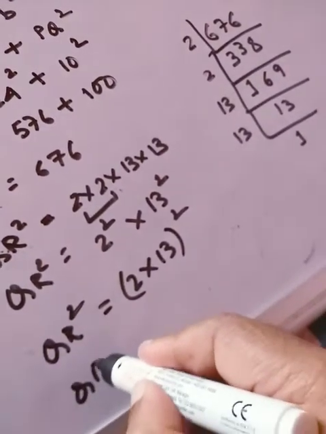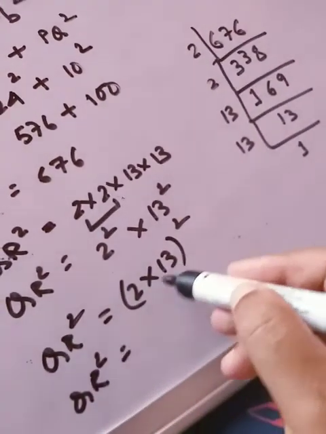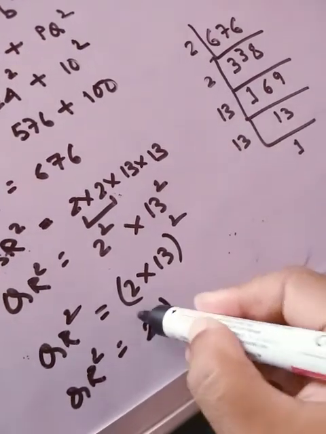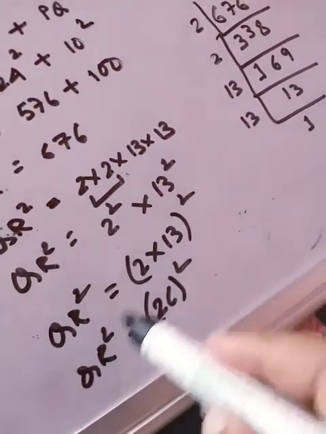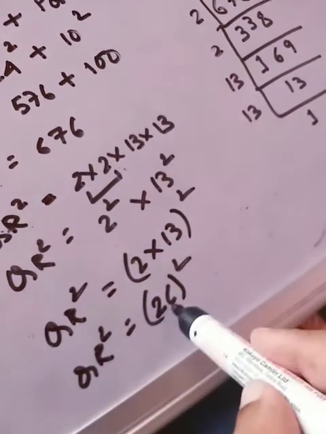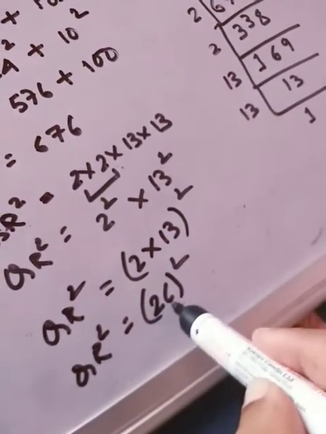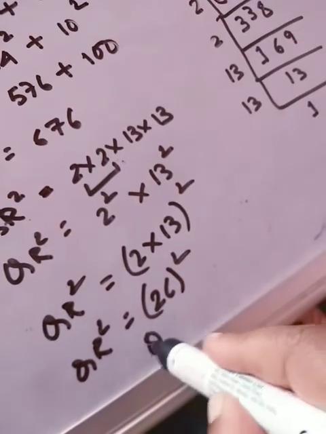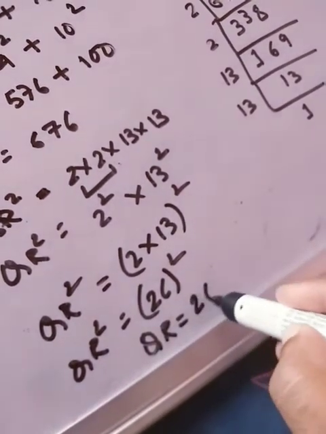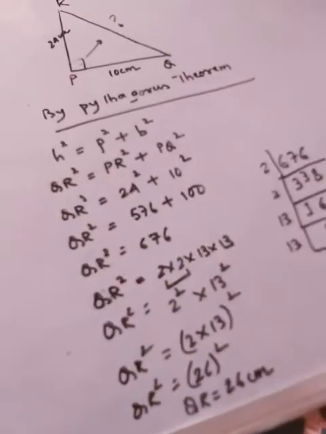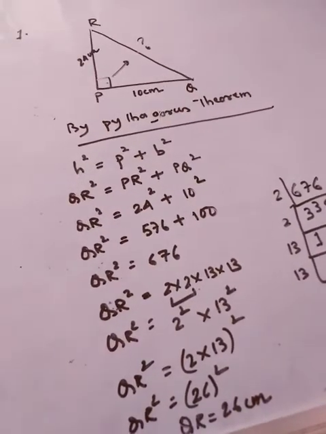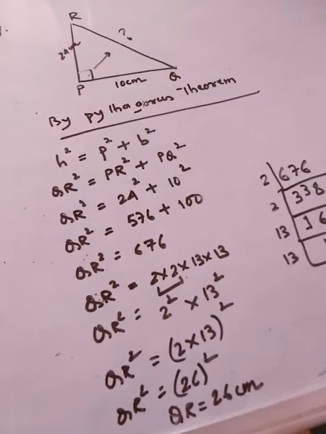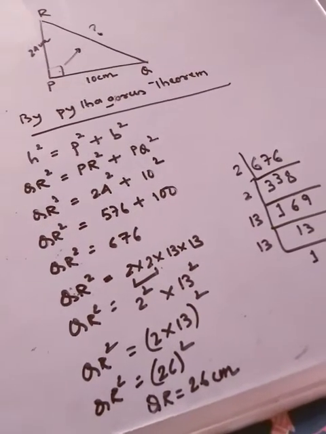Now QR is 2 into 13, which is 26. If you compare the values, you see the square is there. What is there in the place of QR? It is 26. So QR is 26 centimeter. Very easy. Okay, so this is the solution of sum number 1. Let's move on to question number 2.